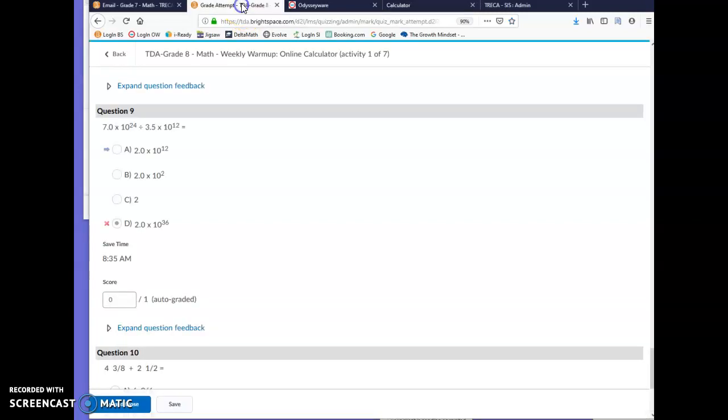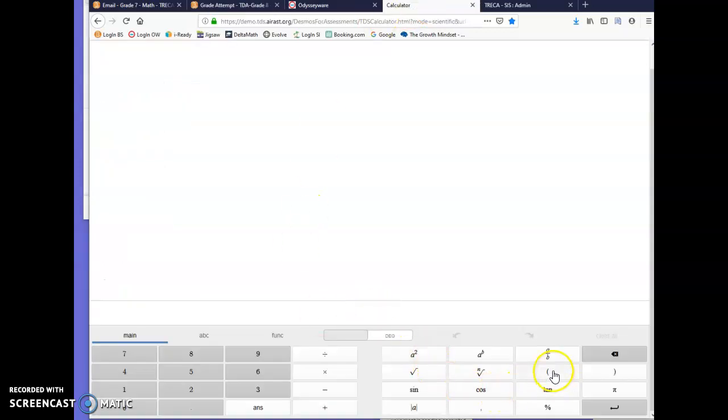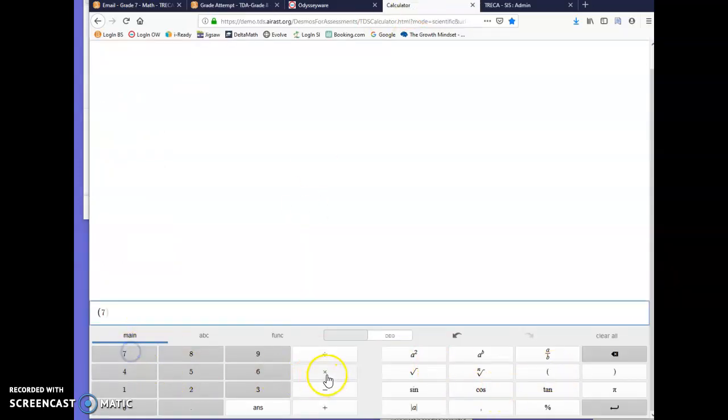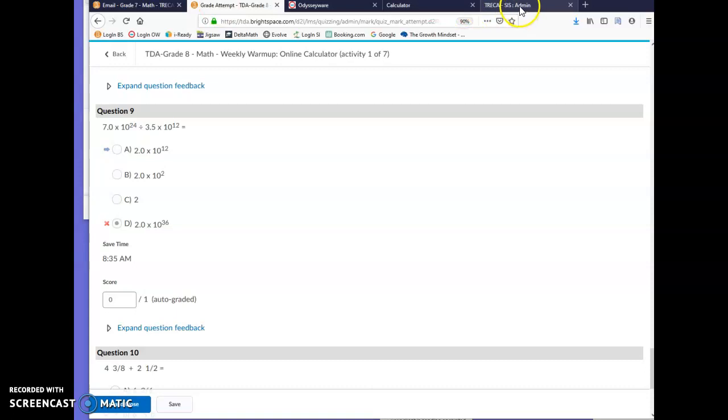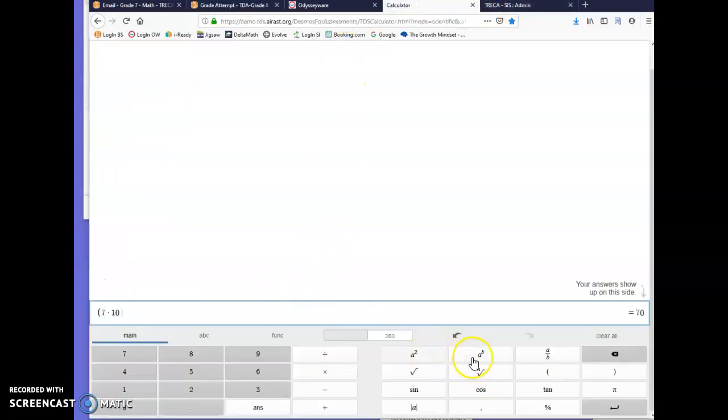So here is how I would enter the problem 7 times 10 to the 24th divided by 3.5 times 10 to the 12th. We want that whole first part to be divided by the whole second part, so I'm going to use parentheses. So parentheses 7 times 10 to the 24th. This right here allows me to do to the 24th power, but notice how it's not on the 10, so I need to come back here and try that again and then type in the 24. I'm going to get rid of that exponent right there.